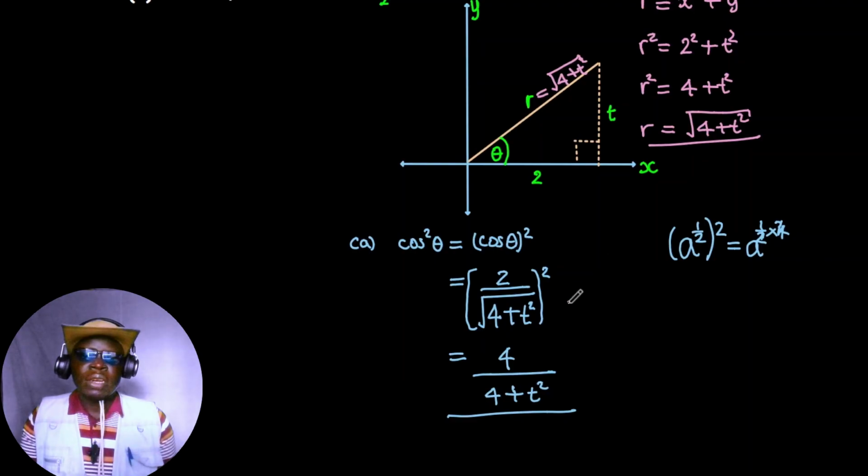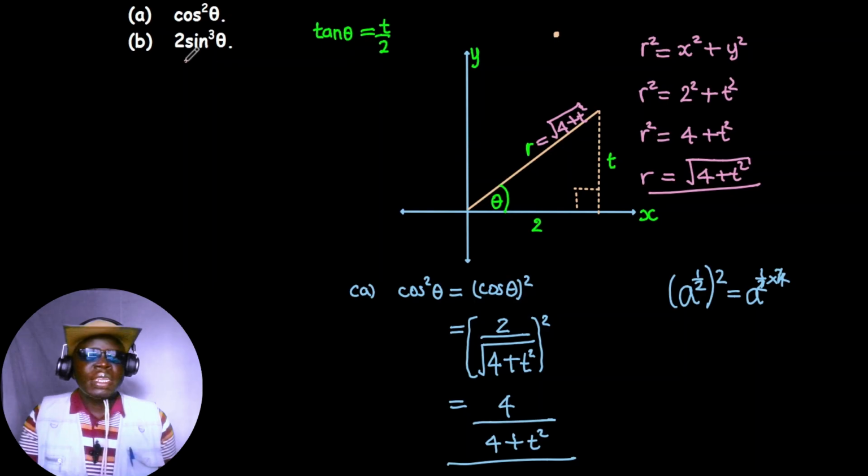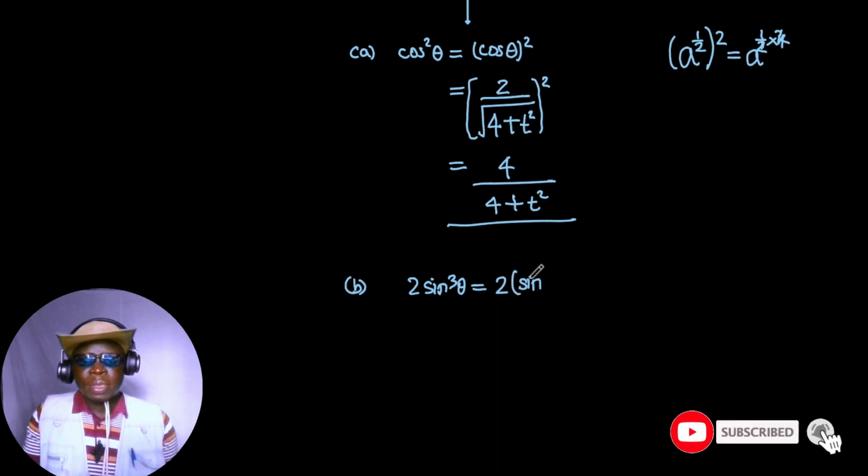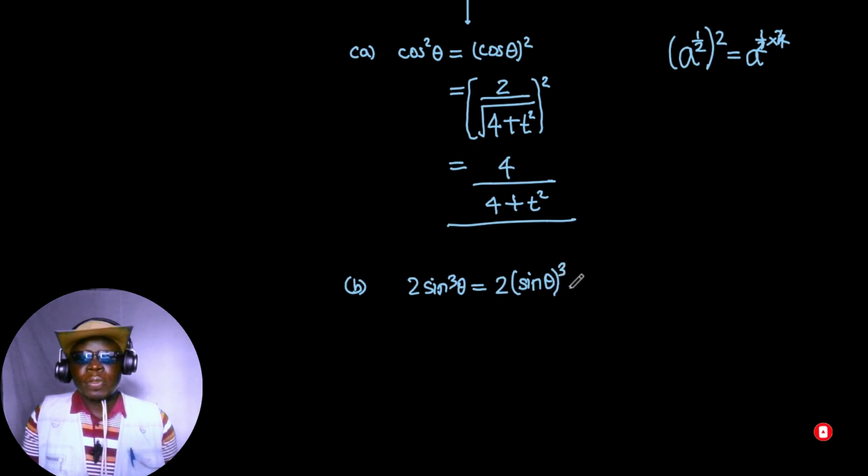Again, let's go ahead and work out part B, which says we need 2 sine cube theta. So let's do that down here, and we have part B as 2 sine cube theta. This is the same as, we first need to rewrite, and we create a bracket saying sine theta is raised to the power of 3.